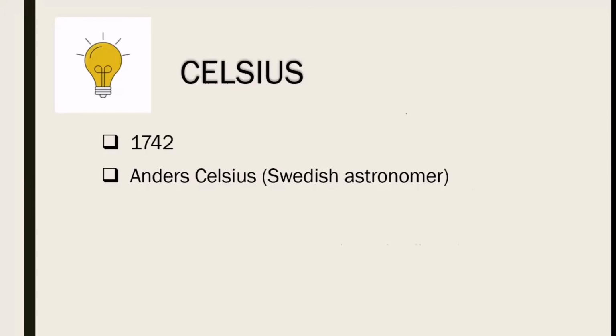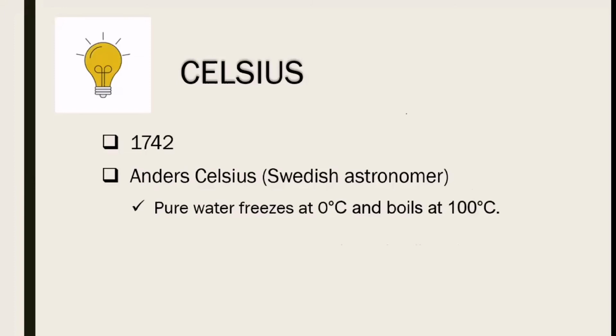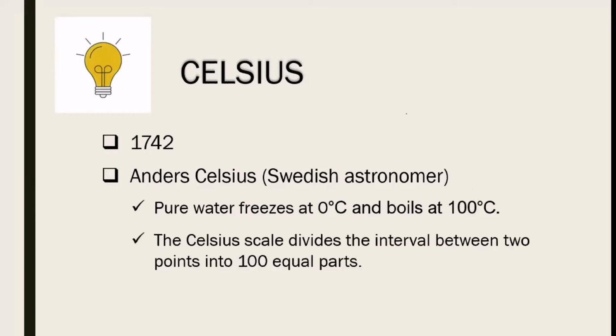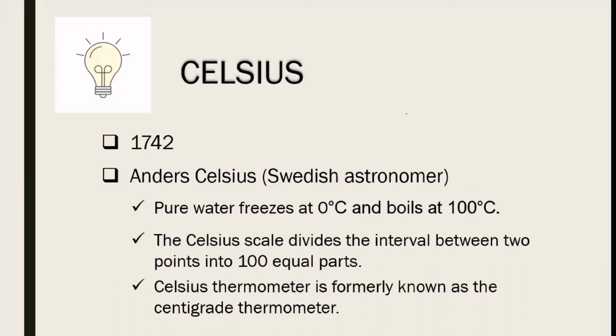Now, let's talk about Celsius. It was developed in 1742 by a Swedish astronomer, Anders Celsius. His study shows that pure water freezes at 0 degrees Celsius and boils at 100 degrees Celsius. The Celsius scale divides the interval between the 2 points into 100 equal parts. The Celsius thermometer is formerly known as the centigrade thermometer. Each unit in this thermometer is in degrees Celsius.